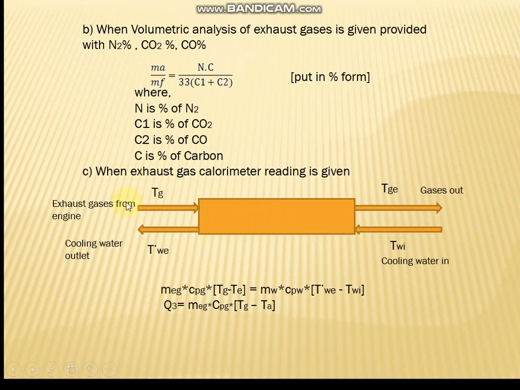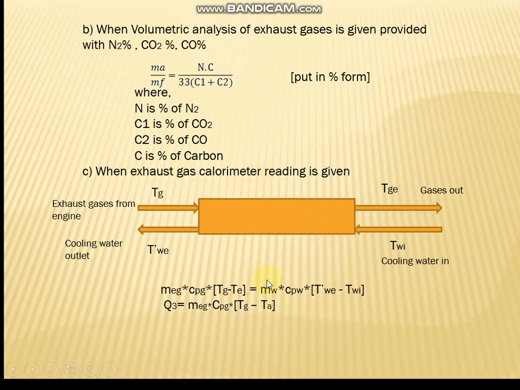So mass of exhaust gases, CP of exhaust gases into temperature difference of exhaust gases, this is the heat rejected from the gases, equal to heat taken by cooling water, which is mass of cooling water, CP of cooling water into temperature difference of cooling water. From that we get mass of exhaust gases. Put in this equation, we will get Q3. Q3 by QS is then in percentage form.